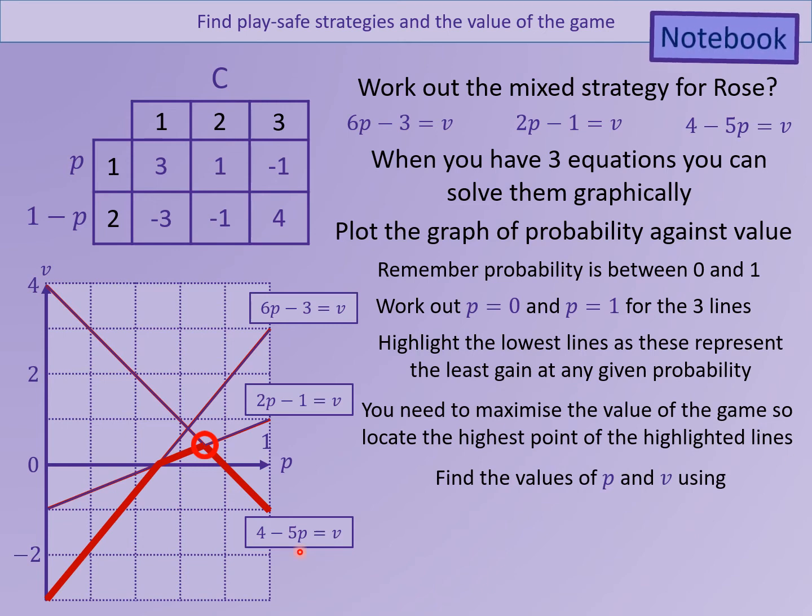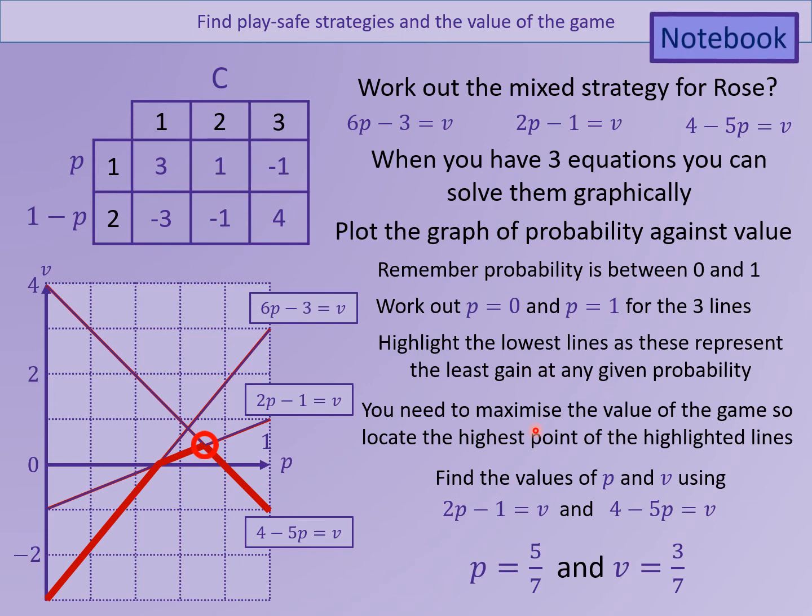How would we find that point? Well, we need to decide which of the 2 lines it is that gives us that point. And the 2 lines that give us that point are 4 minus 5p, this line here, and 2p minus 1 here. So it's those 2 lines, when they intersect, that is the optimum point. So in other words, the third line is not involved at all. So this line here, 6p minus 3 equals v, that line is not used because that is not part of this point of intersection here. So we're going to intersect the 2 that are included.